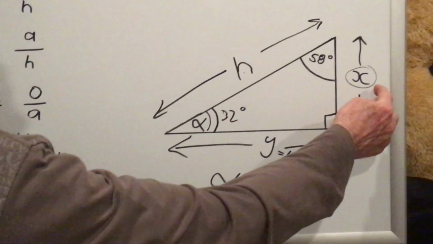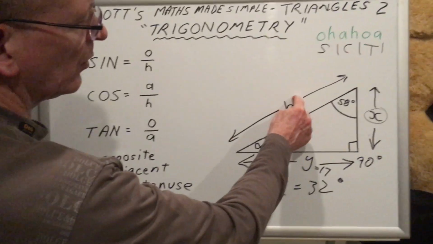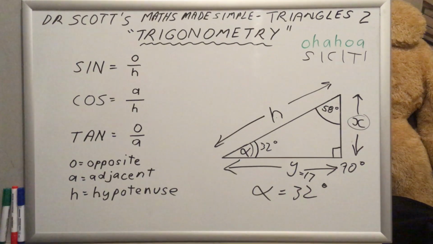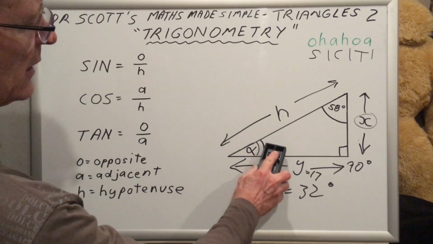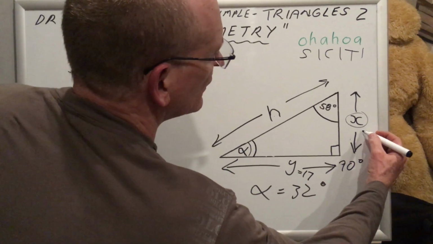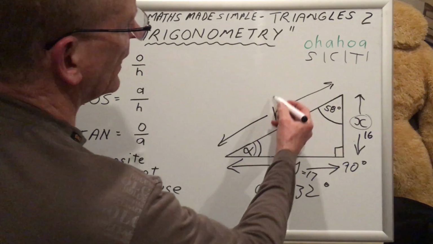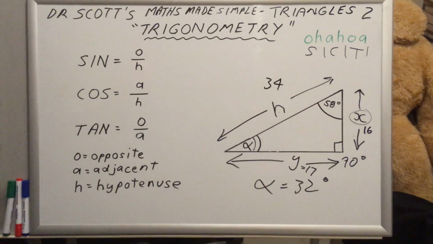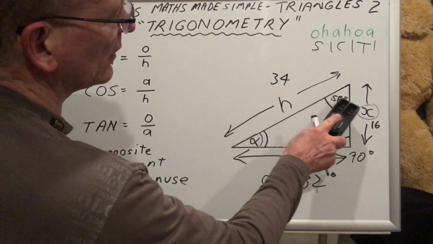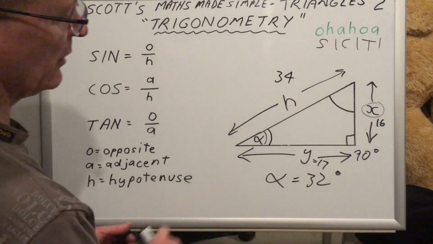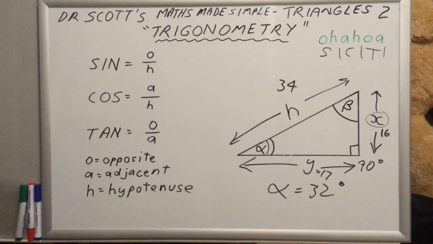Don't forget, just going back to the last lesson, x squared plus y squared equals h squared, always in a right angle triangle. The final thing is, they might say x equals 16, h, the hypotenuse, equals 34. Centimeters, inches, I don't care. It doesn't matter. What is alpha? And we're not given 58 degrees here. We don't know what this angle is, alpha or beta, but we can work it out.